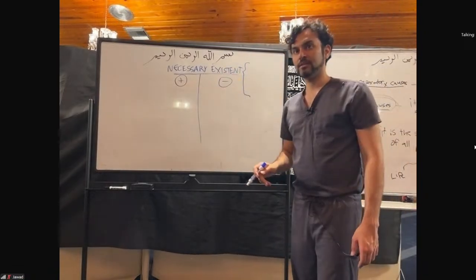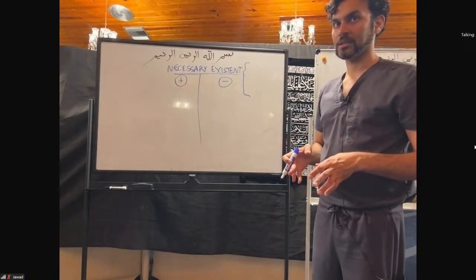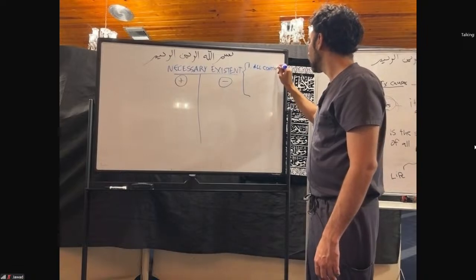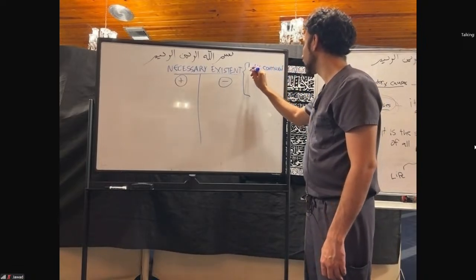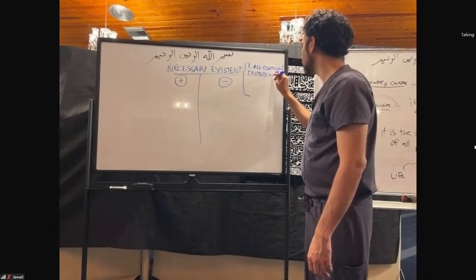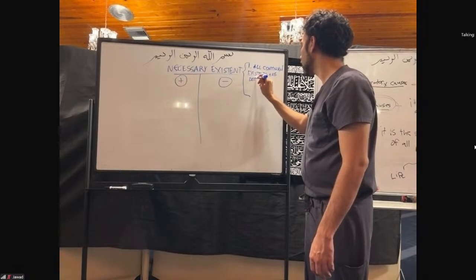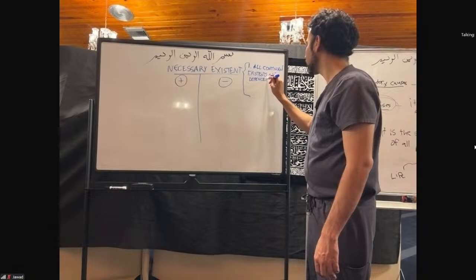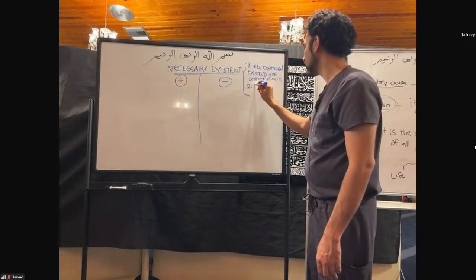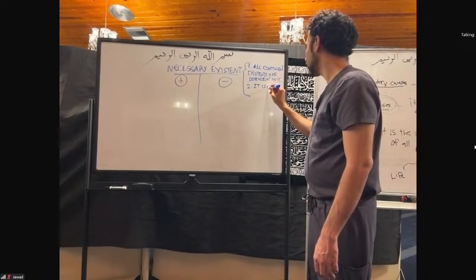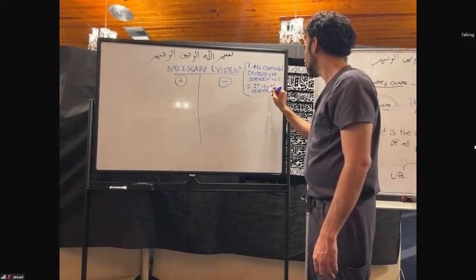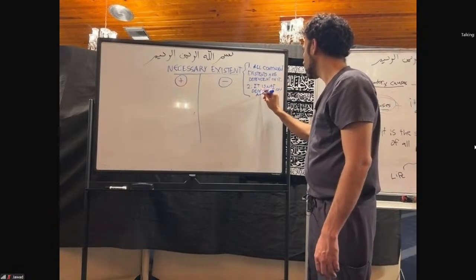But so, necessary existent, there are certain traits that this necessary existent has, right? One is that all contingents are dependent on it. You get what I mean by contingent, right? All possible existence is dependent on it. Remember the second attribute we said was what? That it is not dependent on anything, right?